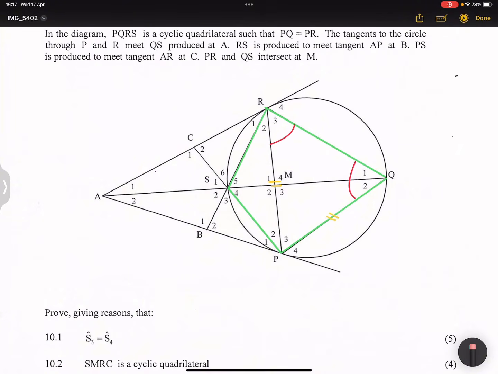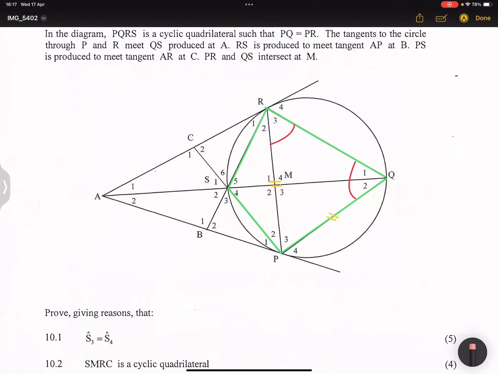They say RS is produced to meet tangent AP at B. So there it is. They're telling us that line RB is a straight line, as well as PS, which is produced to meet AR at C. Again, we've got a straight line there, which means PC is a straight line.